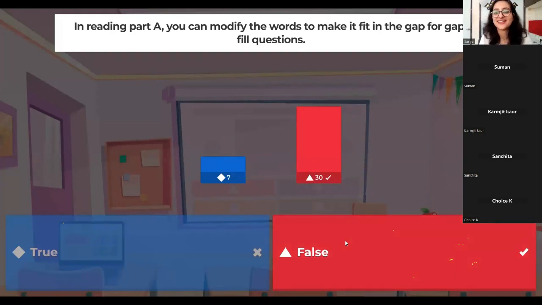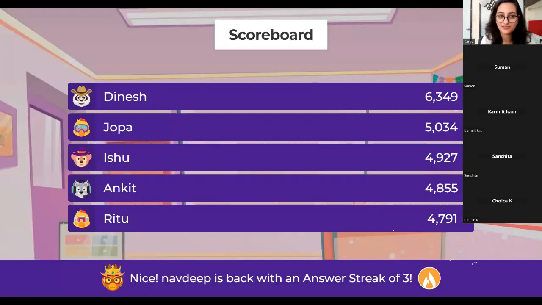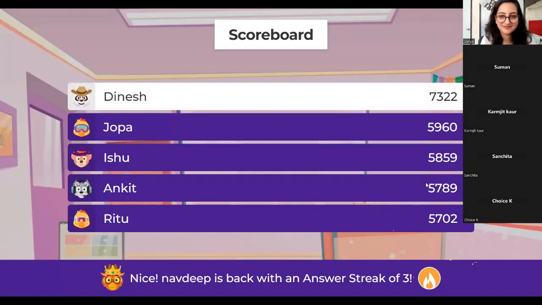I thought that I already gave the answer away, but apparently not. No, you can't modify the words to make them fit in the gap. No, that's not allowed at all. Your answers have to be the exact replication of what is written in the text. So no modification, no changing of spellings are allowed. You will not get any marks, not even half a point if you do that. Okay.